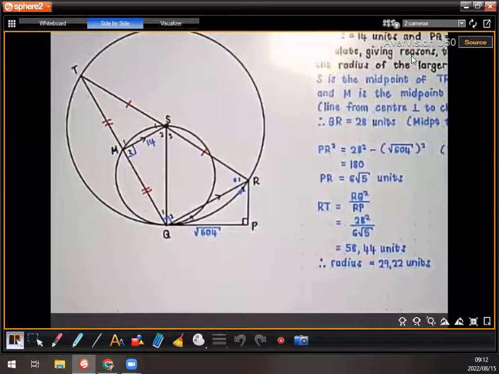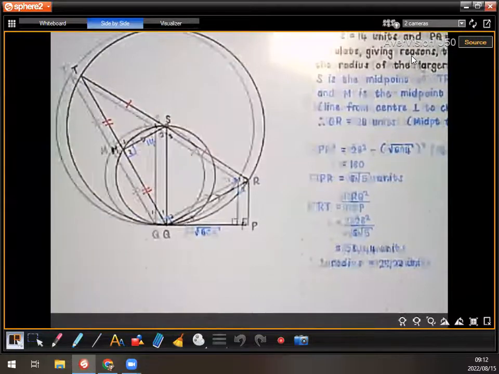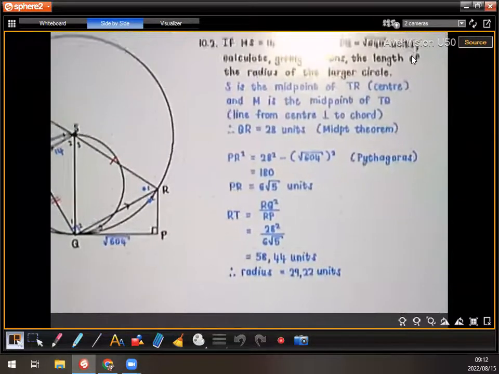You have to state that line from center perpendicular to chord, and then S is the midpoint of TR because it's the center. Okay, so that's the first thing that I wrote there.